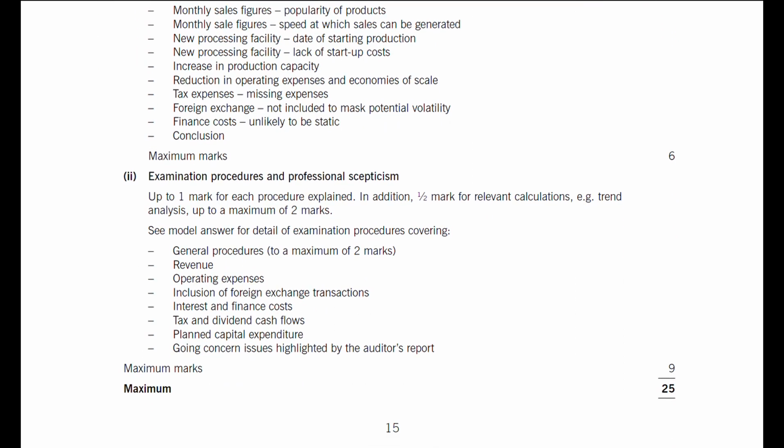Conclusion. Part 2. Examination procedures and professional skepticism. See model answer for detail of examination procedures covering general procedures, revenue, operating expenses, inclusion of foreign exchange transactions, interest and finance costs, tax and dividend cash flows, planned capital expenditure, and the going concern issue highlighted by the auditor's report.